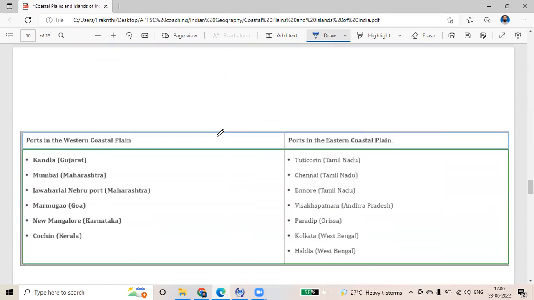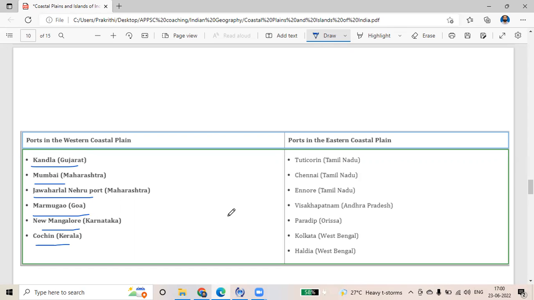Now let's see what the important ports are. On the western side, we have the Kandla port, then the Mumbai port, then Jawaharlal Nehru port in Maharashtra, then Marmagao, New Mangalore port, and the Cochin port. These are the important ports in the western coastal plains of India: Kandla port in Gujarat, Mumbai and Jawaharlal Nehru port in Maharashtra, Marmagao in Goa, New Mangalore in Karnataka, and Cochin port in Kerala.